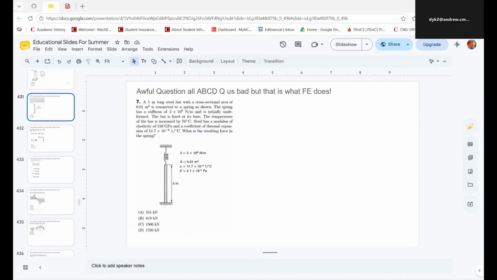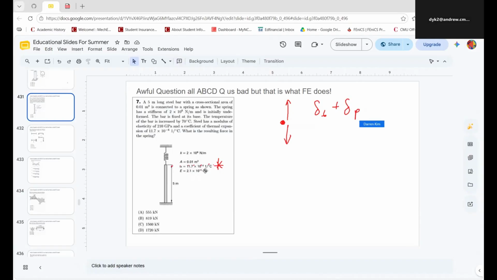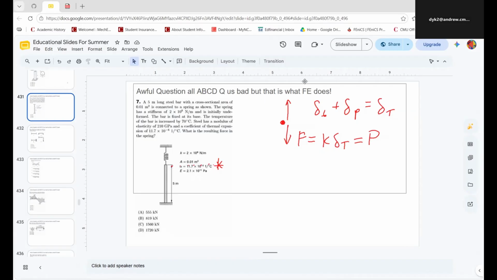Okay, we got this. Basically, the first thing you have to do is look at the forces here. There's a force going up from the thermal expansion. There's a force going down because of the spring. And it's technically in equilibrium because it is forced by the boundaries of the walls. So delta T plus delta P must equal delta total. Delta total must be force over K, and we will transform to P because we're going to use the deformation equation.